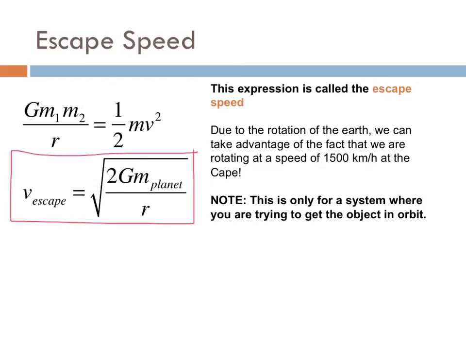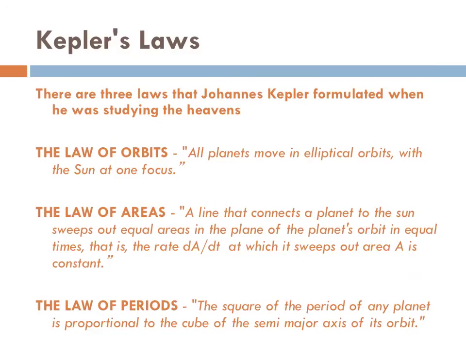This is probably one of the most common applications of our gravitational equation, so make sure you include it in your notes. And the last thing is Kepler's laws. They are all in orange because it's very important that you know these definitions. These are the 3 laws that Johannes Kepler formulated when he was studying the heavens. The law of orbits, which means that all planets move in elliptical orbits, with the sun at one focus.